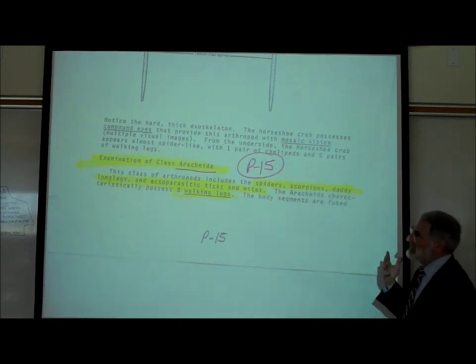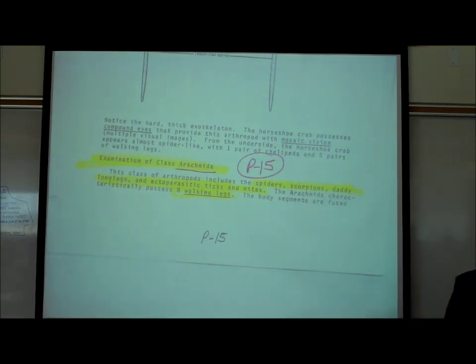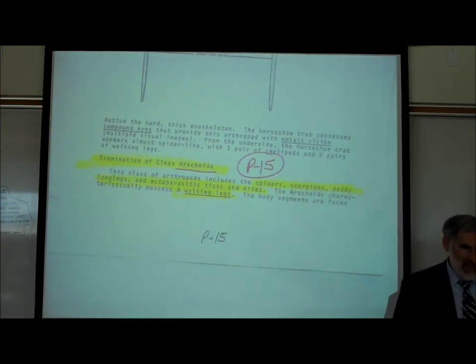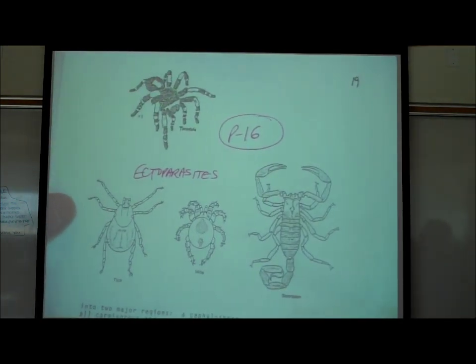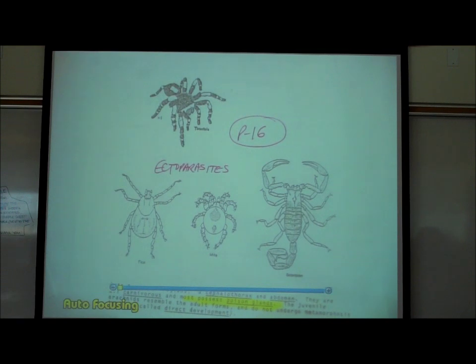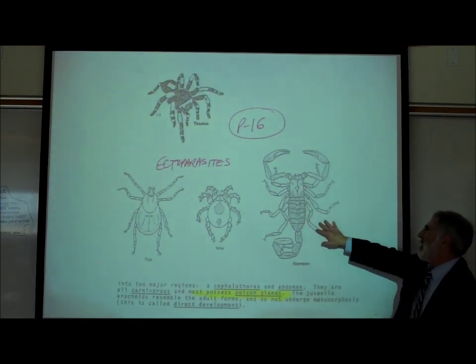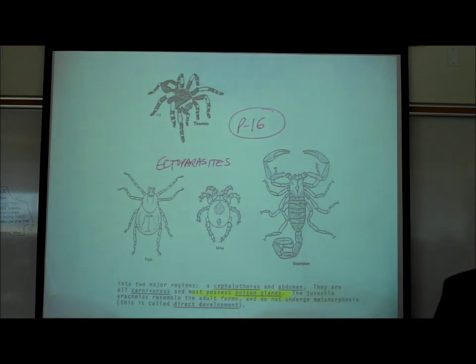And what is the definition of an arachnid, of a spider or a scorpion or a tick or a mite? They have eight walking legs. On the next page, you can see pictures of these guys. So you can see a spider, a tick, a mite, and a scorpion, and they all have eight walking legs. That's what defines the arachnids.